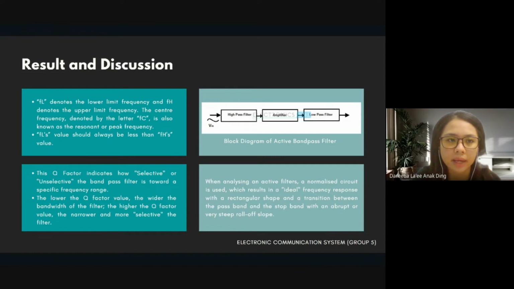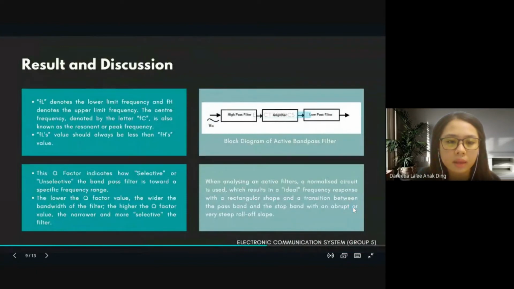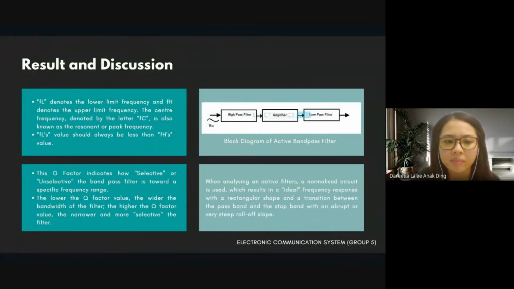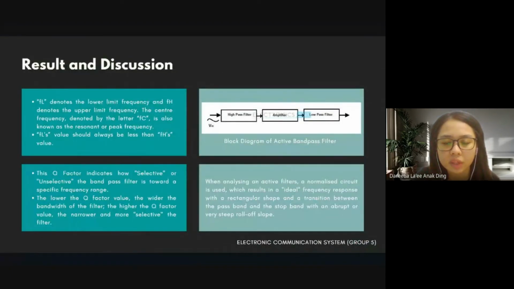So my next point is this Q factor indicates how selective or unselective the band pass filter is toward a specific frequency range. The lower the Q factor value, the wider the bandwidth of the filter. The higher the Q factor value, the narrower and more selective the filter. As you can see from the previous slide, this is an unselective band pass filter since it has the lower Q factor value.